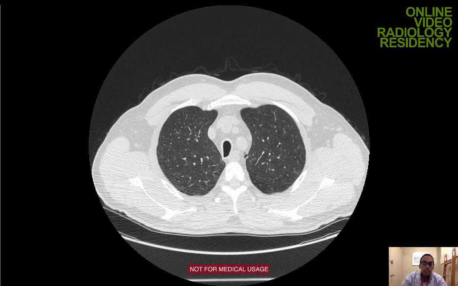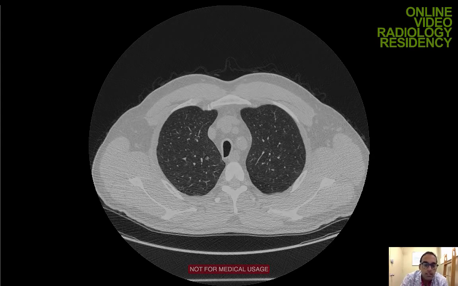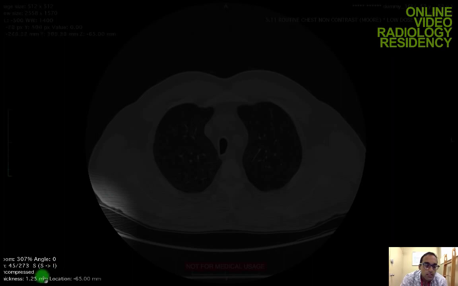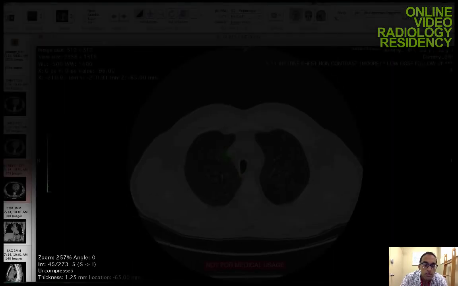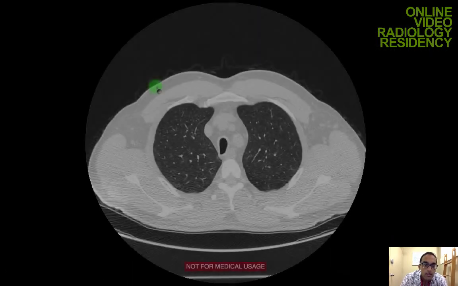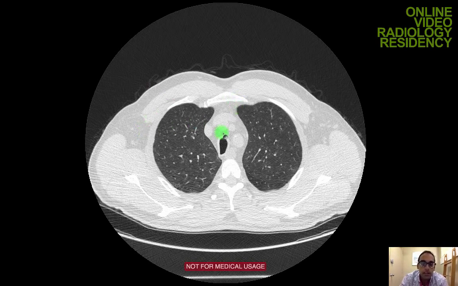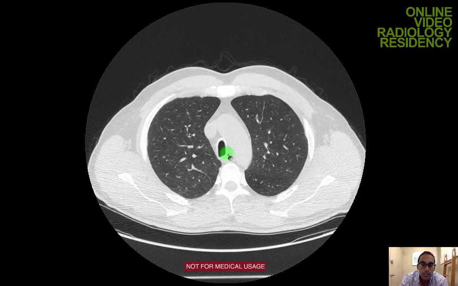It's a non-contrast study. It's done in this particular set of images in the axial plane. These are at thin sections. You can see the slice thickness here is 1.25 millimeters. And this set of images is really the best set of images for evaluating the lung parenchyma, which is the main goal of a non-contrast chest CT.